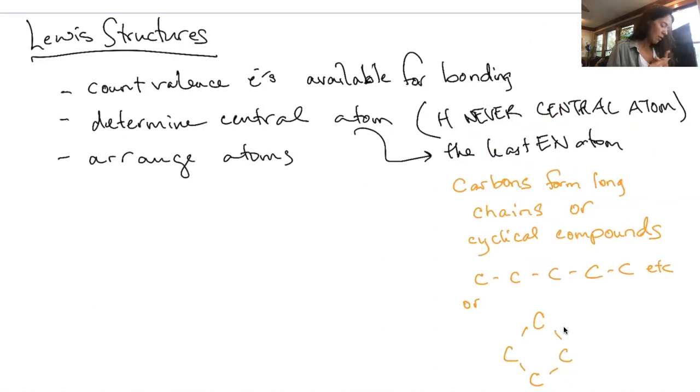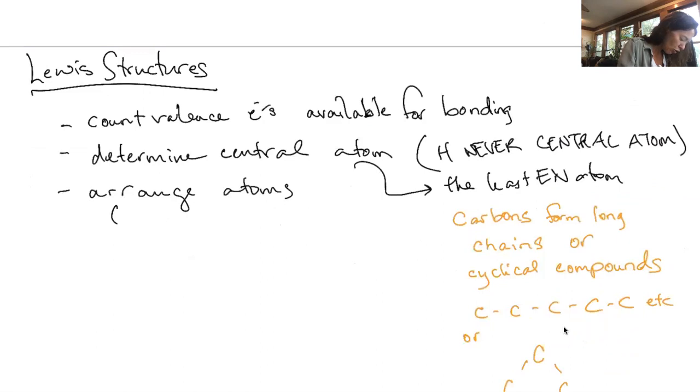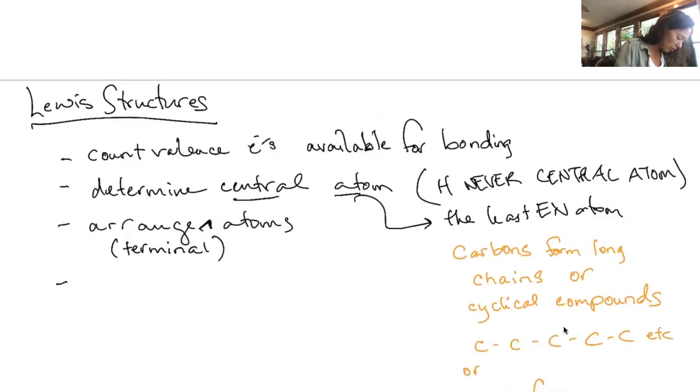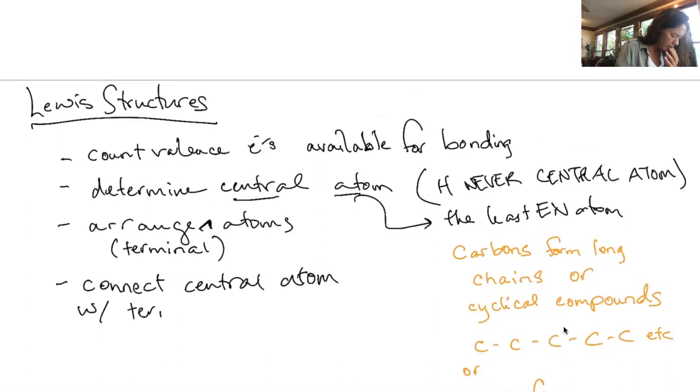Okay, so I'm going to count my valence electrons. I'm going to determine the central atom. I'm going to arrange the atoms. We're going to call those terminal atoms, right? And that means they are not the central atom. So they're the atoms on the outer edges, okay? I'm then going to be monotonous until I start memorizing things. I'm going to connect the central atom with terminal atoms.